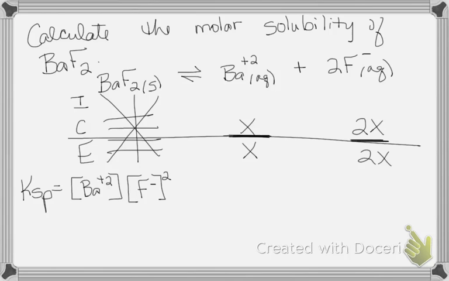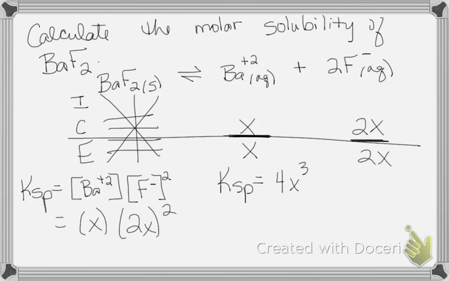Now, when I plug them in here to the Ksp, what do I plug in for barium? What do I plug in for fluoride? 2x, and then I have to square it. When I combine all of that, what do I get? I get that Ksp is equal to 4x cubed, don't I? Because 2x squared is 4x squared, times x is 4x cubed.